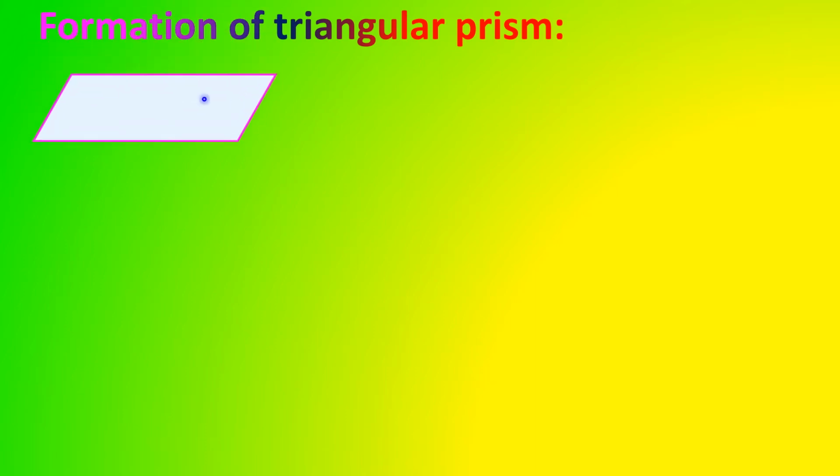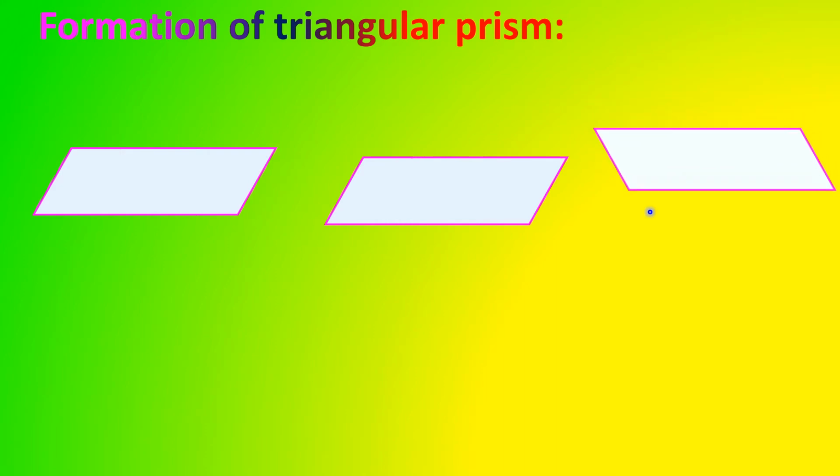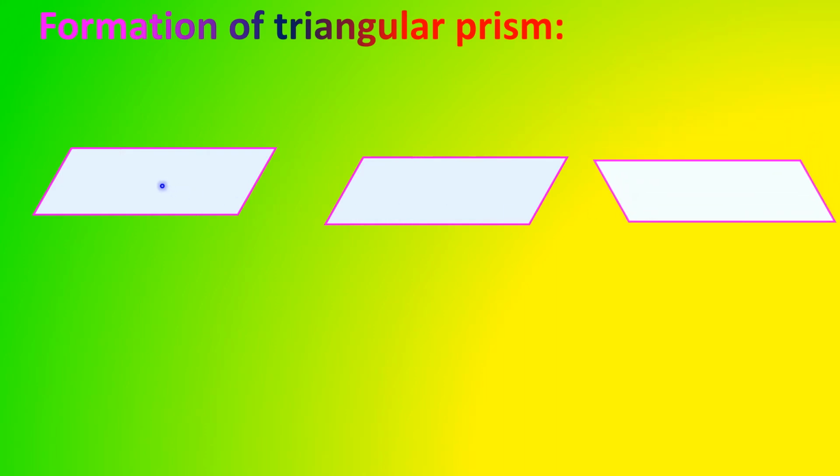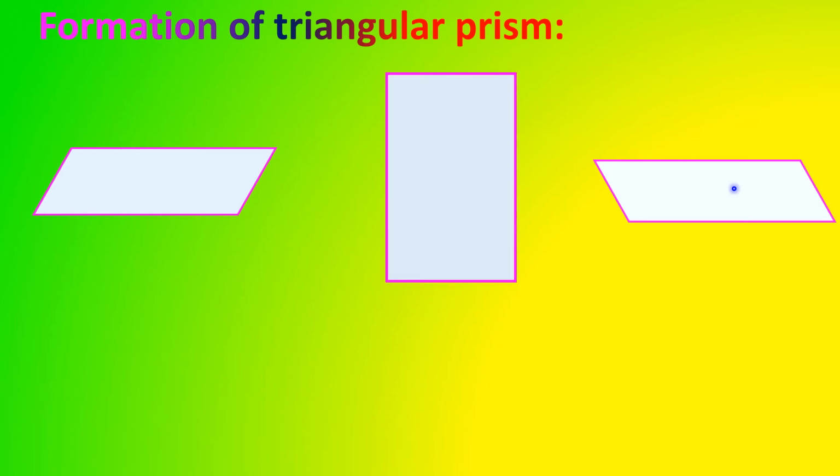See here, this is the first rectangular plane surface, and here is another plane surface, and this is the third rectangular plane surface. So here I have taken three rectangular plane surfaces from which I am going to form a triangular prism. See how. Okay, how nicely the prism is going to be formed here.